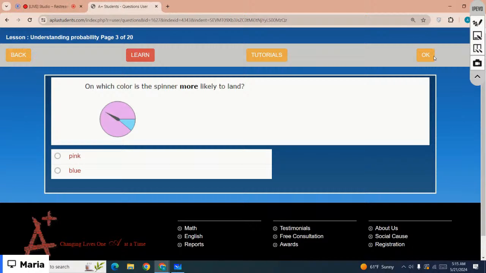On which color is the spinner less likely to land? So which is the correct option? It will be more likely to land on the pink one, because most of the portion is pink.